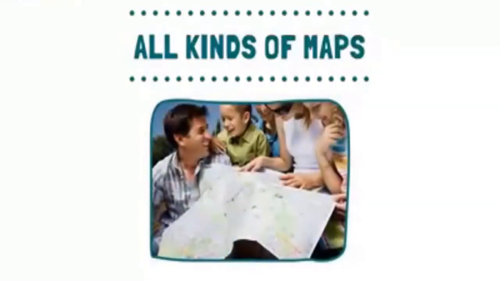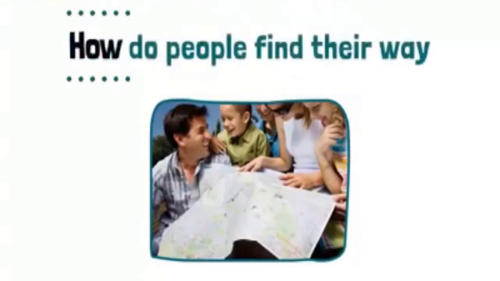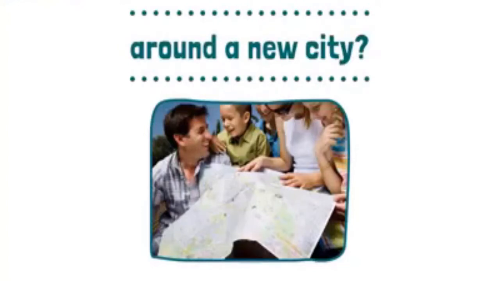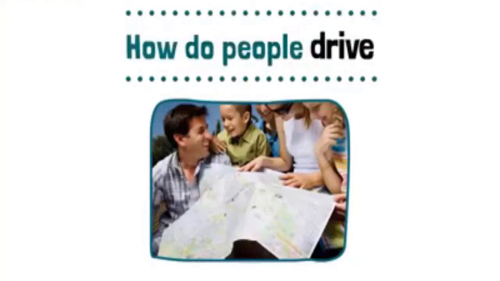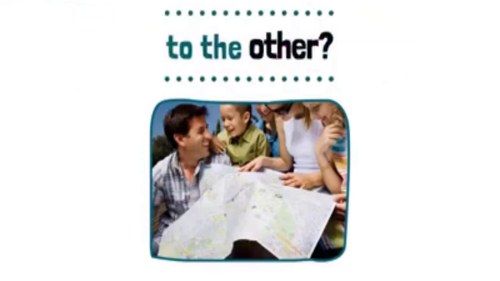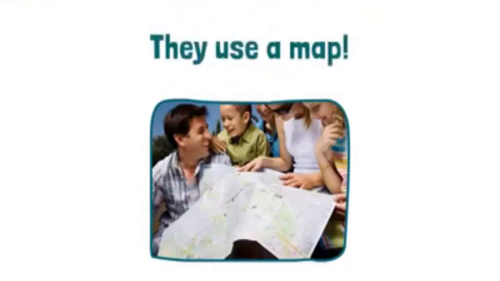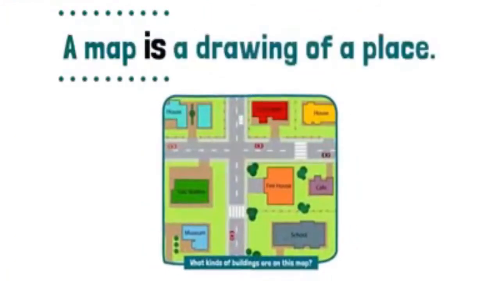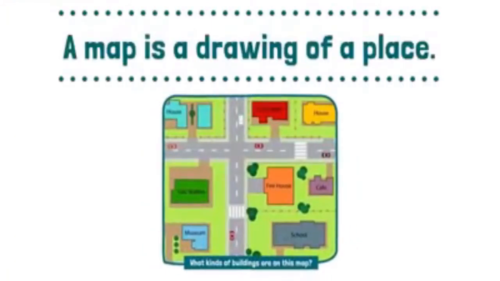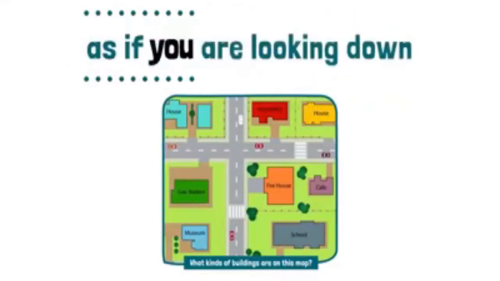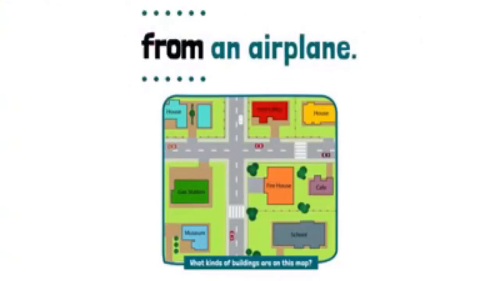All kinds of maps. How do people find their way around a new city? How do people drive from one side of a country to the other? They use a map. A map is a drawing of a place. Most maps show places as if you are looking down from an airplane.